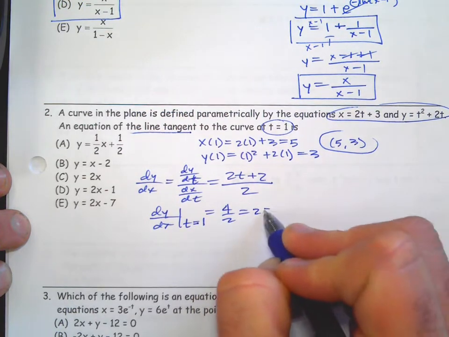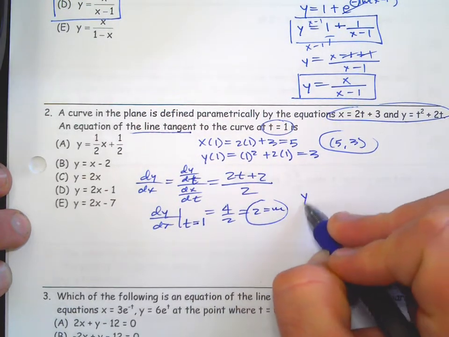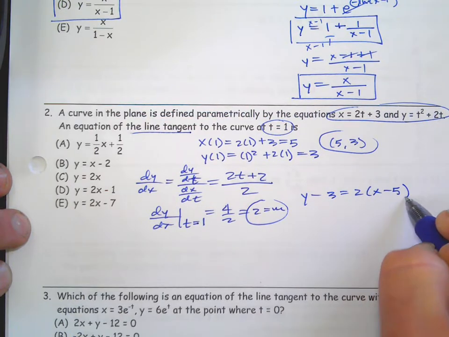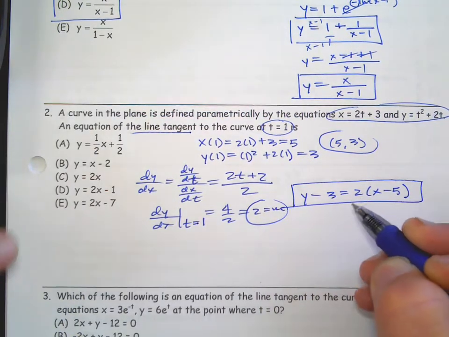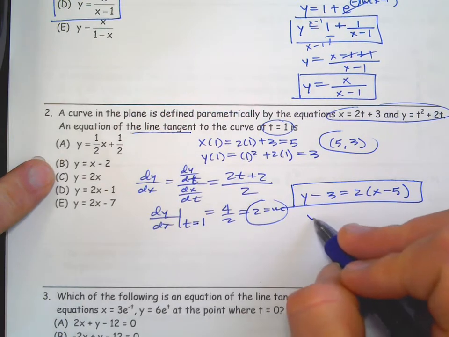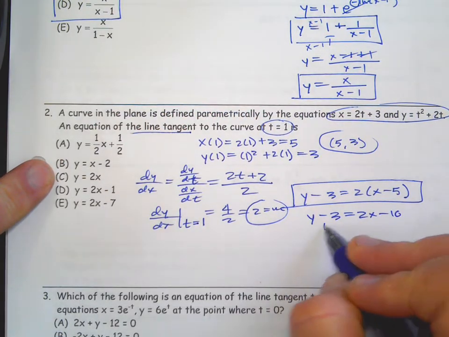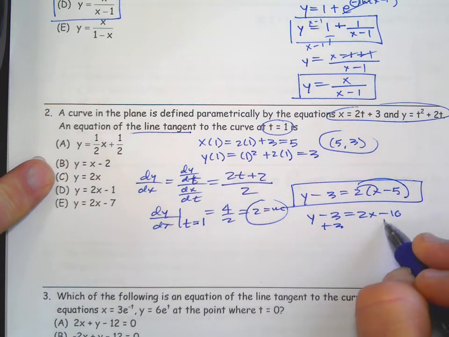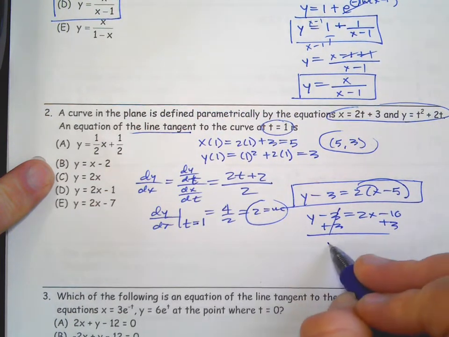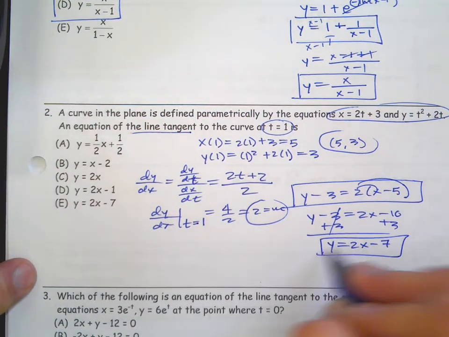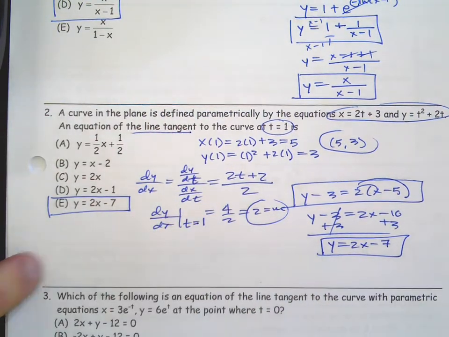So that's your slope. So we're going to do y minus 3 equals 2 times x minus 5, which would normally be totally fine for your answer, but because it's multiple choice, we have to change it to slope-intercept form, it looks like, based off the answers. So the answer is E. All right.